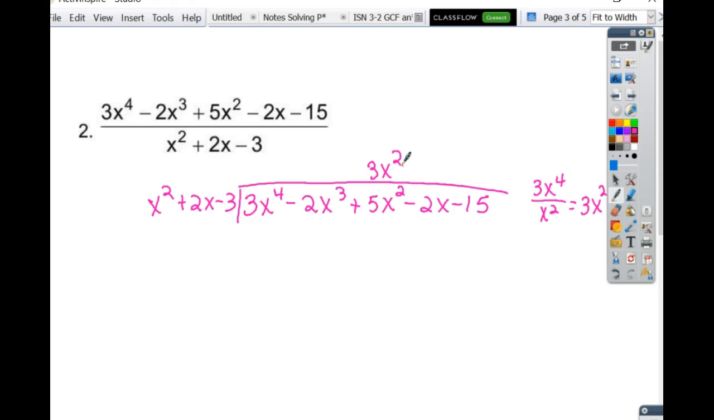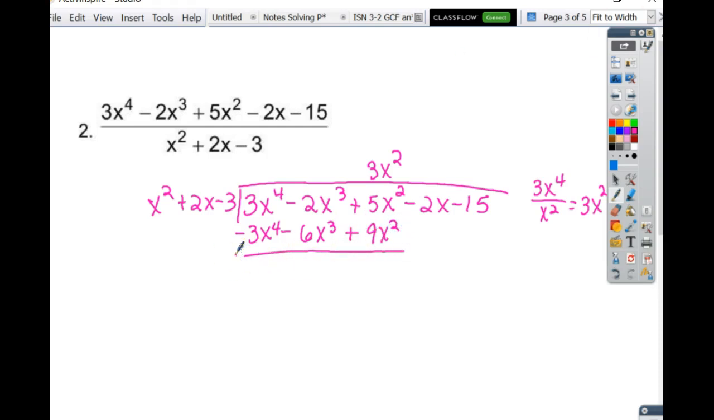And here's what happens. What's 3x squared times x squared? 3x to the fourth, which goes right here. It's positive, and I change it to negative 3x to the fourth. 3x squared times 2x gives me 6x to the third. It's positive, but I'm going to make it negative. 3x squared times a minus 3 gives me a minus 9x squared, but I'm going to change it to positive.